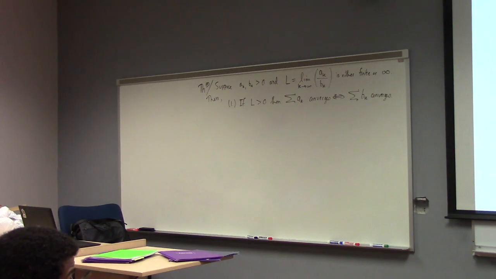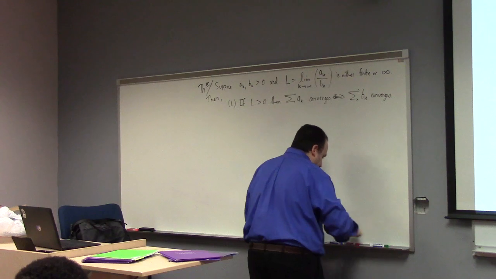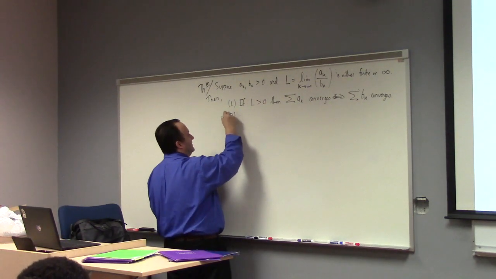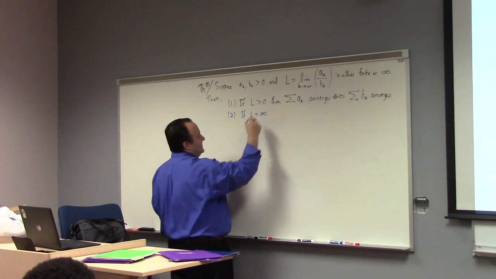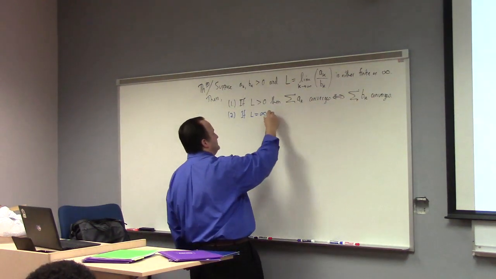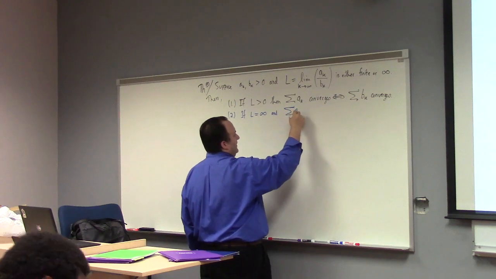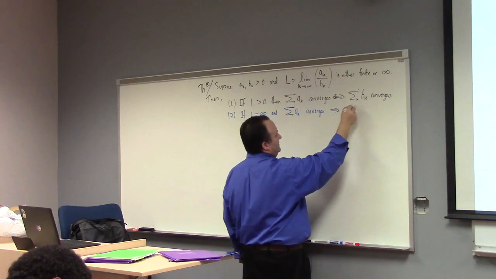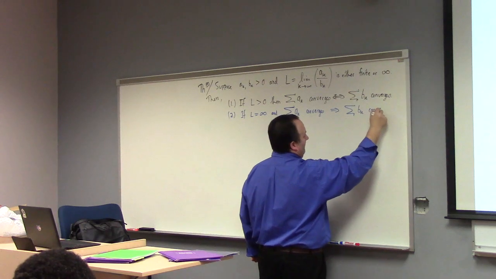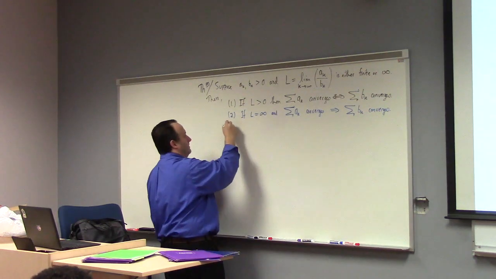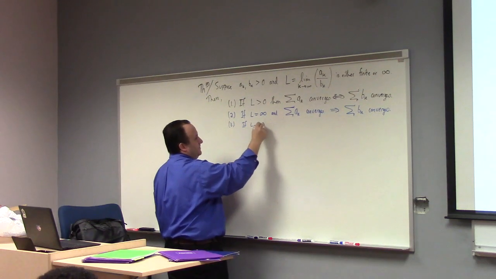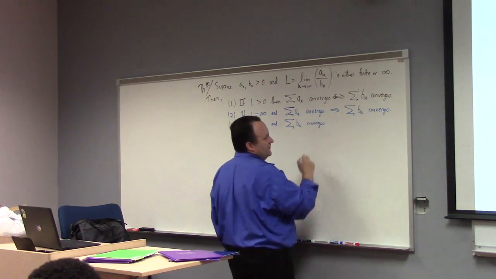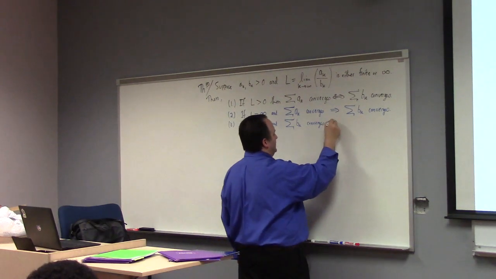All right? What I'm about to write for you is the extended limit comparison test, which is sometimes useful. So, two, when L is equal to infinity, or zero. So if L is equal to infinity, and the sum of A sub k converges, that implies that the sum of B_k converges. All right? And three, if L is equal to zero, and the sum of B_k converges, that implies the sum of A_k converges. All right.